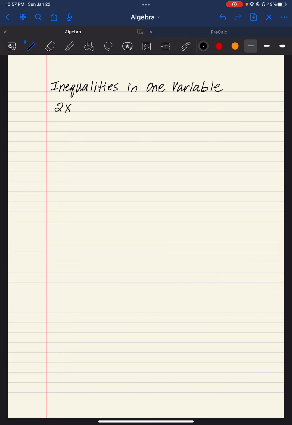Maybe we have 2x plus 3 is equal to, I don't know, 7. And we have to solve for x in this equation, right? So we know that we're going to be able to find an absolute solution for x because we don't have an x and y variable here, we just have an x variable. So we would subtract 3 from both sides, cancel that out. 2x equals 4.